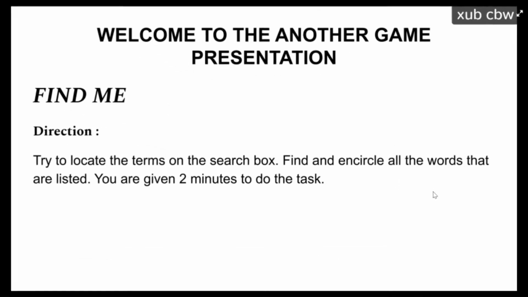So, before we proceed to the new lesson, try to locate the terms given on the search box. Direction: try to locate the terms in the search box, find and circle all the words that are listed. You are given 2 minutes to do the task. We have 10 words on the search box. First, the focus, the epicenter, the magnitude, the seismic wave, the Richter scale, the earthquakes, the seismograph, faults, fault plane, and intensity.